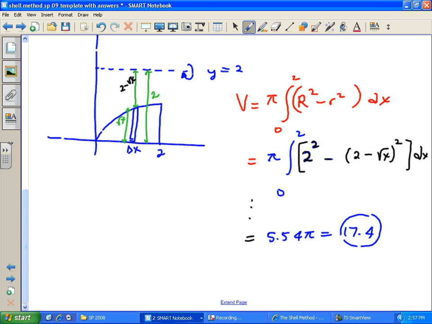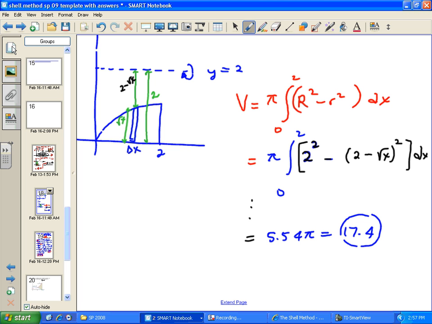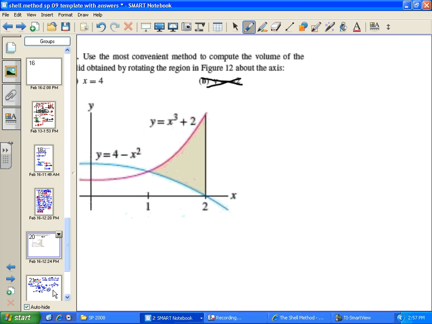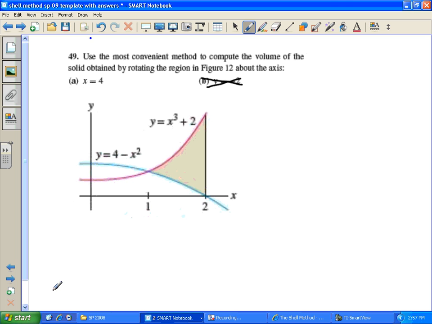Okay, one more example about just the setup as to how we can set up these questions when the rotation is done around a different axis. Let's take a look at this example. We have the region shaded in brown, and the rotation will be around the line x equals 4.